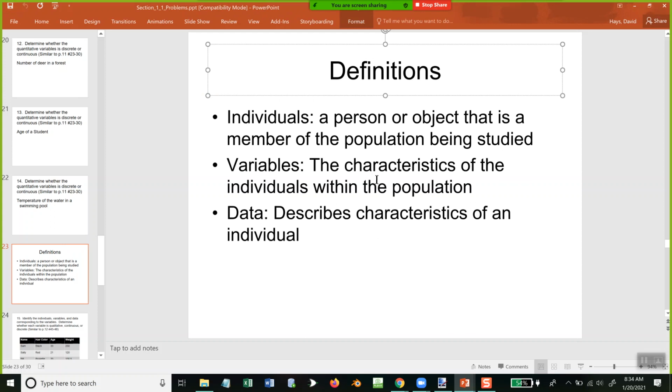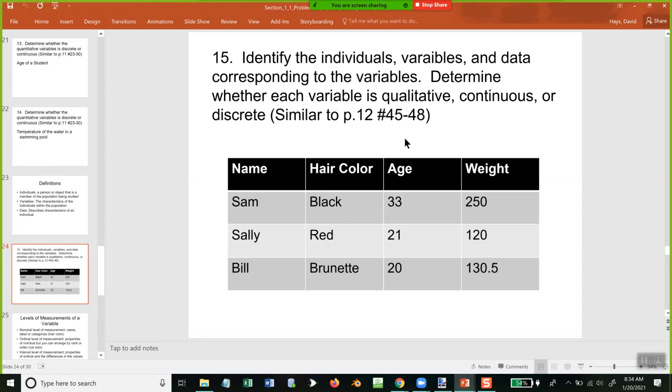Some more definitions. Individuals: a person or object that is a member of the population being studied. Variables: characteristics of the individuals within the population. Data describes characteristics of an individual. These are not exciting.